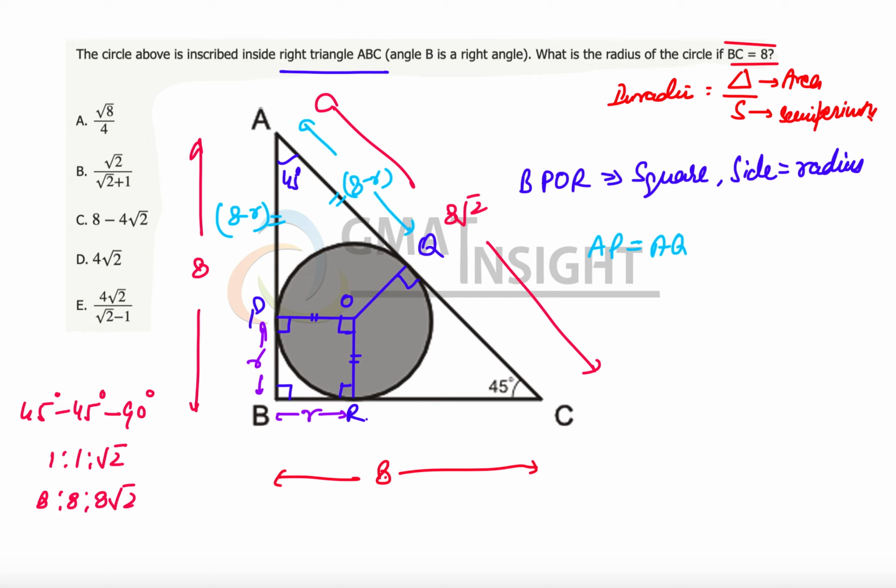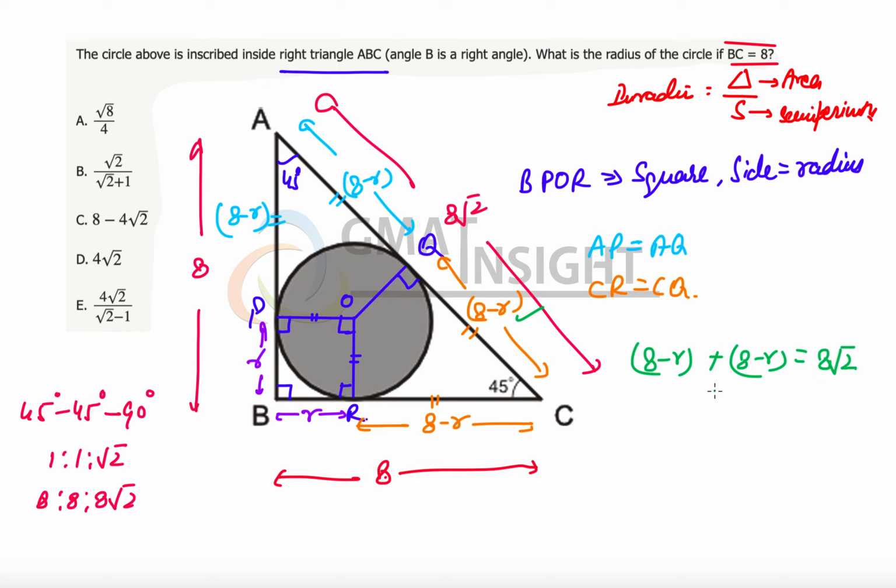Similarly, we can see that point C makes these two tangents to the circle, CR and CQ. CR should be equal to CQ because these are tangents drawn to the same circle from one exterior point. Since CR is equal to CQ and CR has length 8 minus R, because this entire BC is 8 and BR is R, this length CQ will also be equal to 8 minus R. Now we can quickly see one simple equation getting formed here: 8 minus R plus another 8 minus R should be equal to 8 root 2.